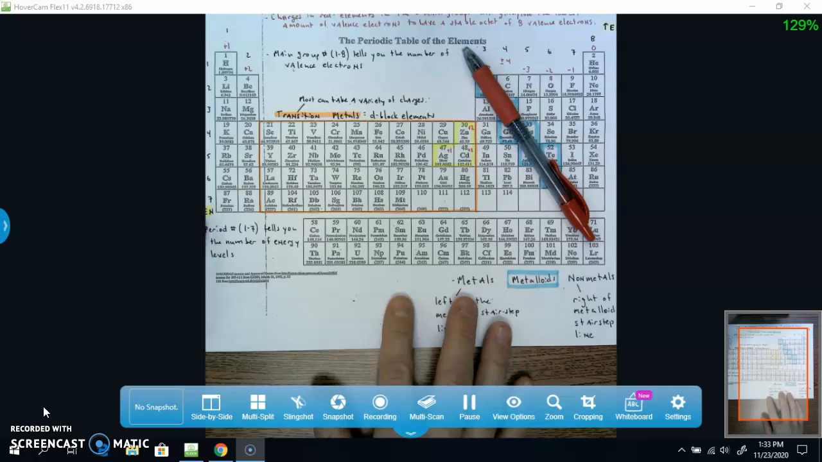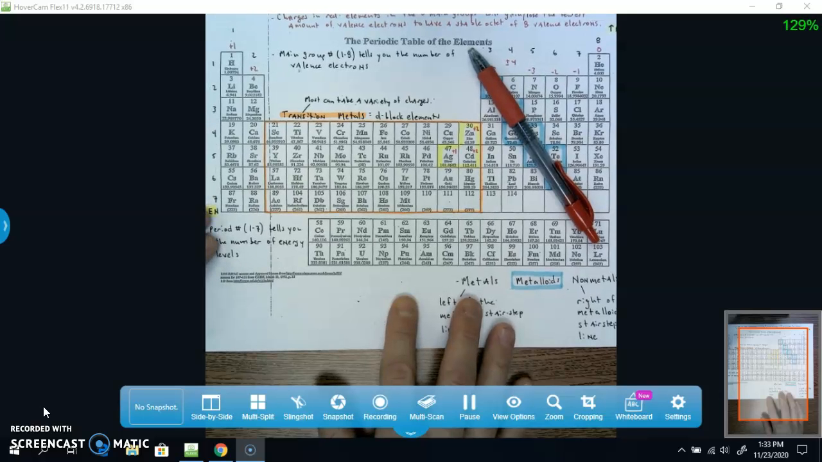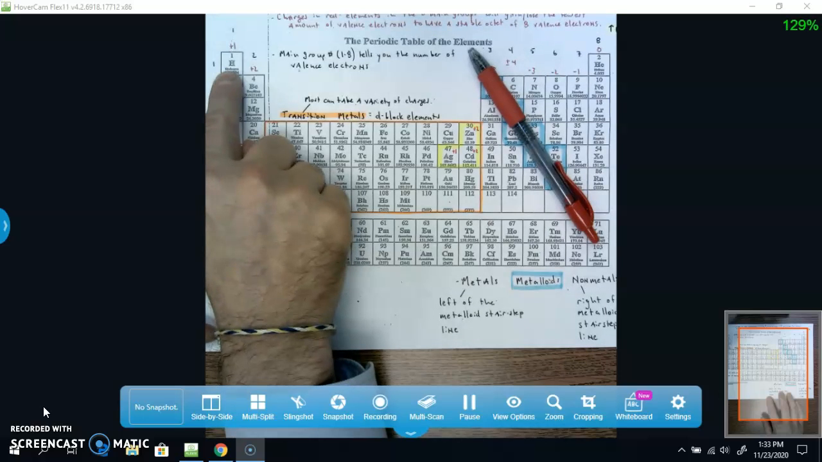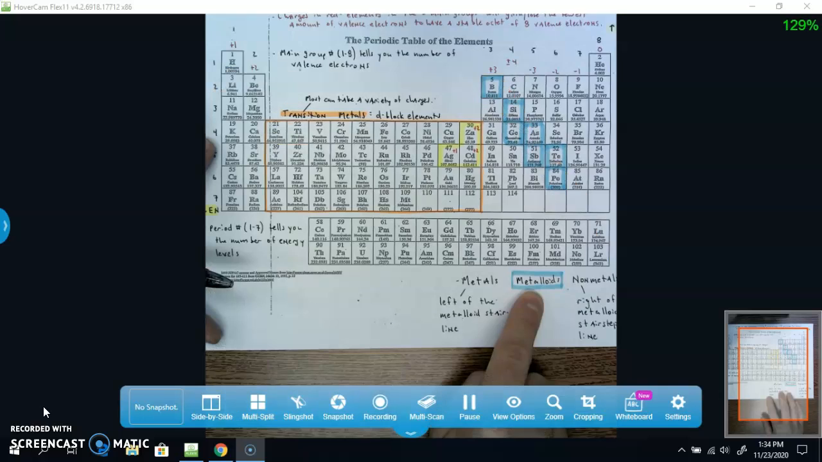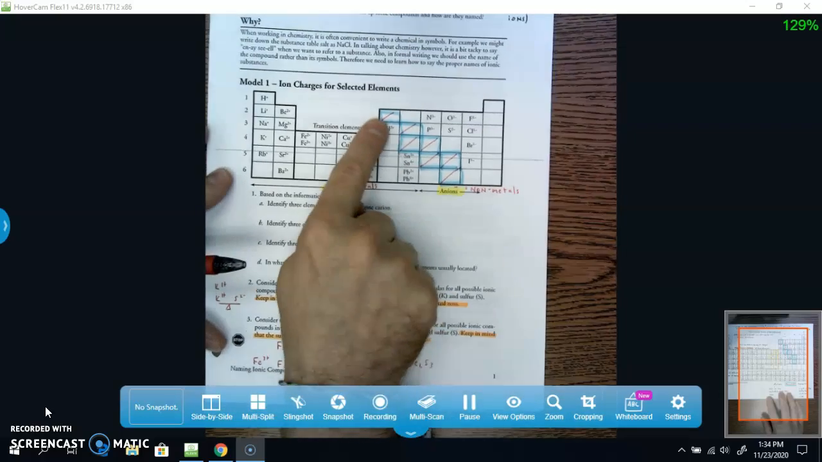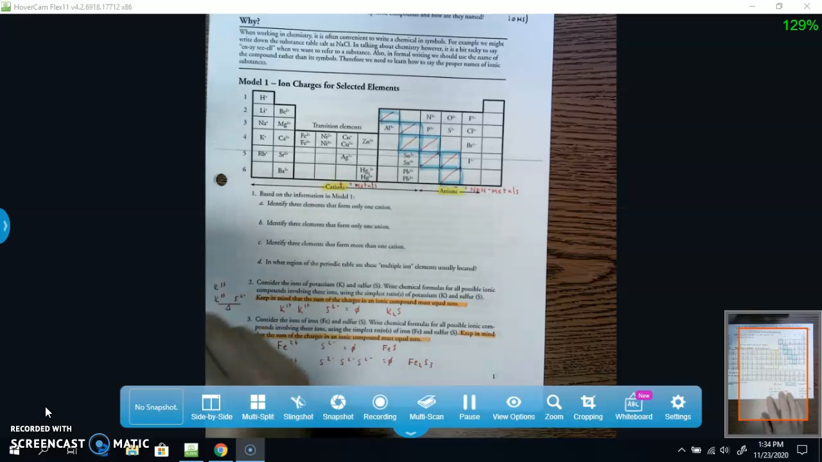So you can see that the vast majority of elements on the periodic table are metals. The only exception on the periodic table is hydrogen. It's located on the left of the periodic table, but it's a nonmetal. So again, you can see we have the metalloids highlighted in blue. And in our POGIL packet on naming ionic compounds, I also highlighted the metalloid stair-step line blue.